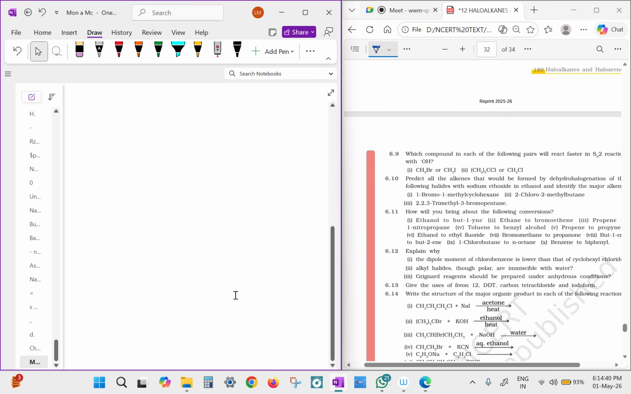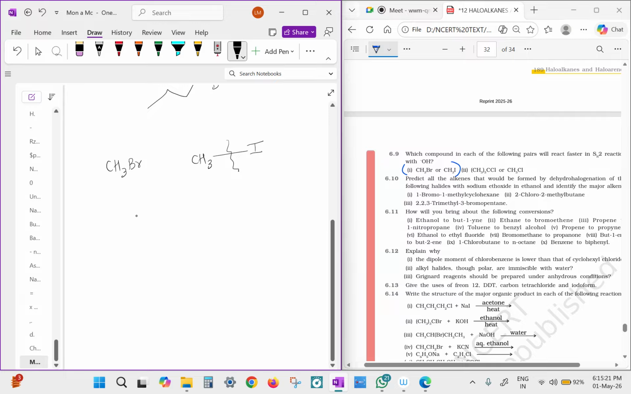Then 6.9. Which compound in each of the following pair will react faster? This ninth one did I give? Which one will be faster to react via SN2 they are saying. So is it iodo or the bromomethane? Bromo, ma'am. Why are you saying bromo? Iodo is heavier. Iodo has the longer bond, ma'am. Easier to break. Yes, ma'am.